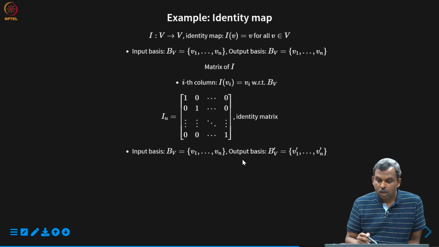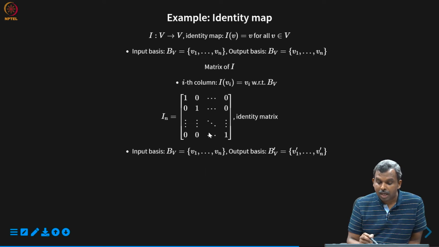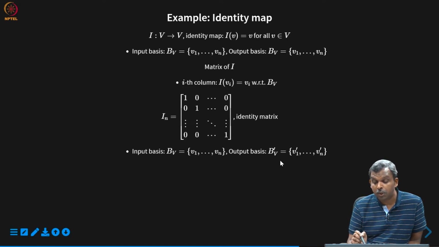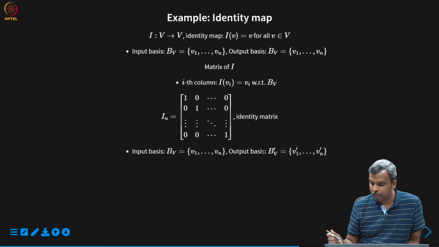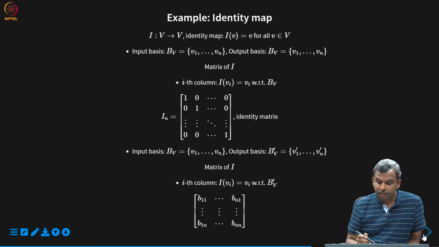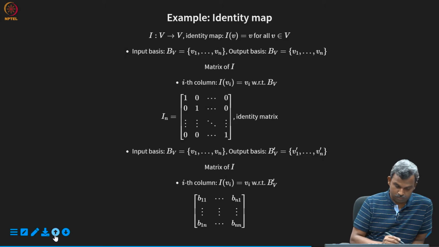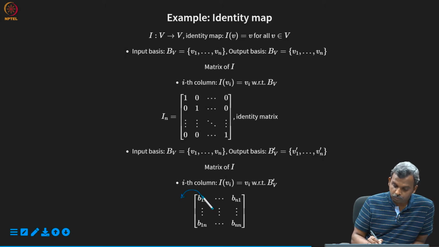Okay. So now what will happen to the ith column of the matrix? I will have I of Vi being Vi, because that's the identity map. But I have to write Vi with respect to B prime, right? The output I don't write with respect to BV, I write it with respect to B prime V. Okay, so that's what I do. I get a new matrix for I, where I of Vi, which is Vi, I write with respect to B prime V.